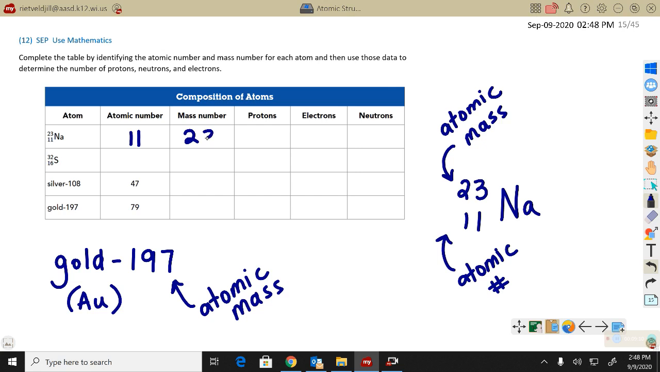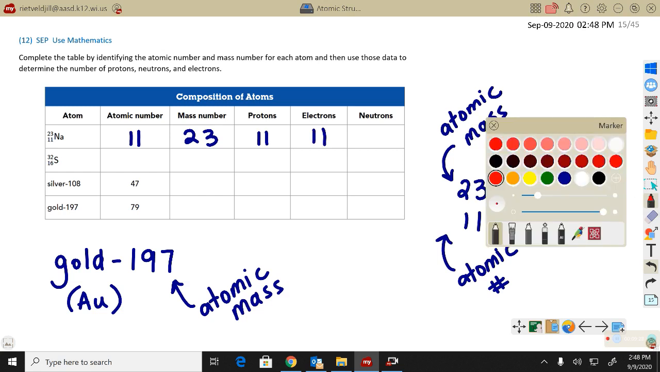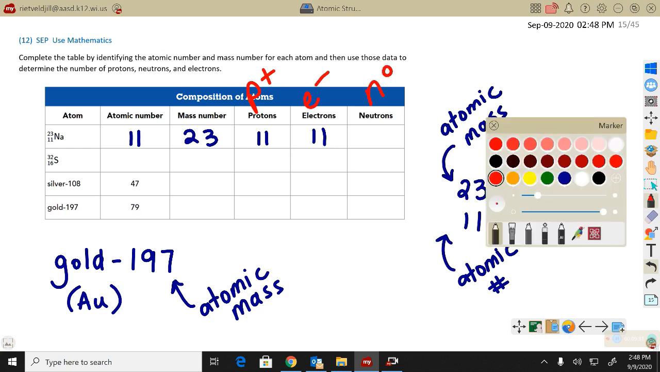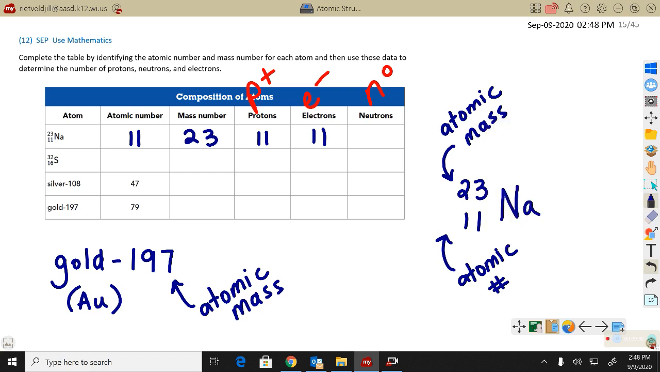That's the 23. By definition, the atomic number is the number of protons. And as long as the atom is neutral, the number of protons equals the number of electrons. So the protons are positive. I'm going to put that in there. Positive protons, negative electrons, neutral neutrons. So the positives and negatives have to be the same. The neutrons can be a little bit different though, because if I have a couple extra neutrons, that's not going to change the balance of charge. All it does is add mass and stability to the atom.